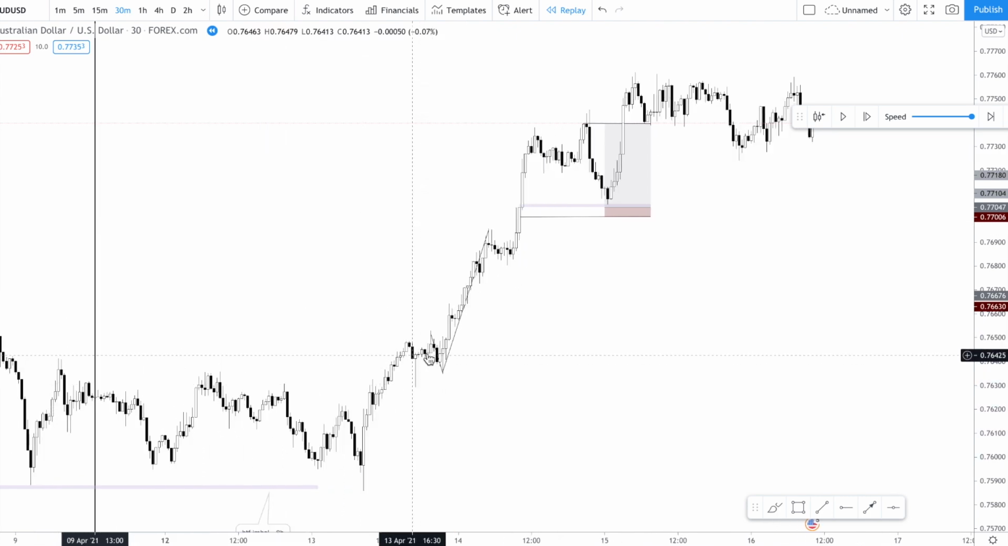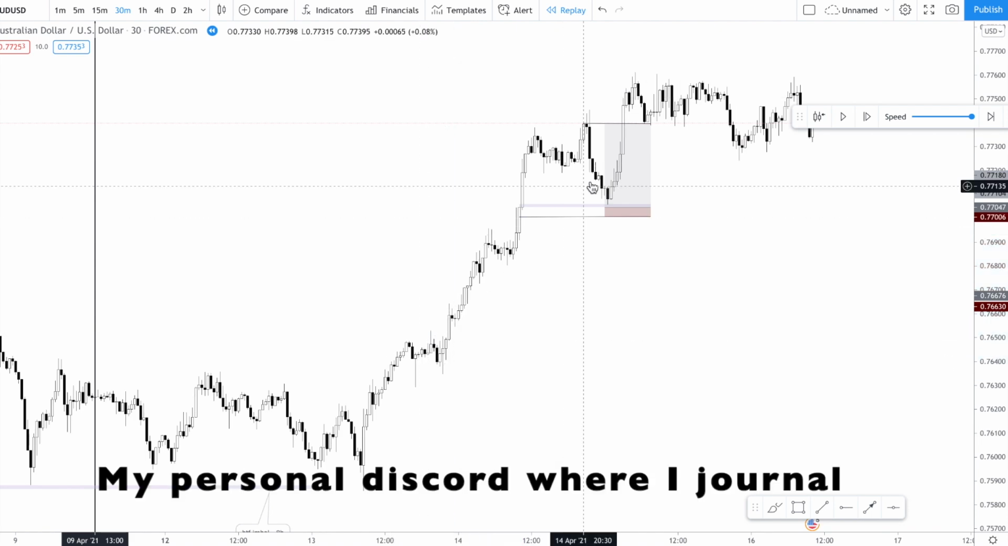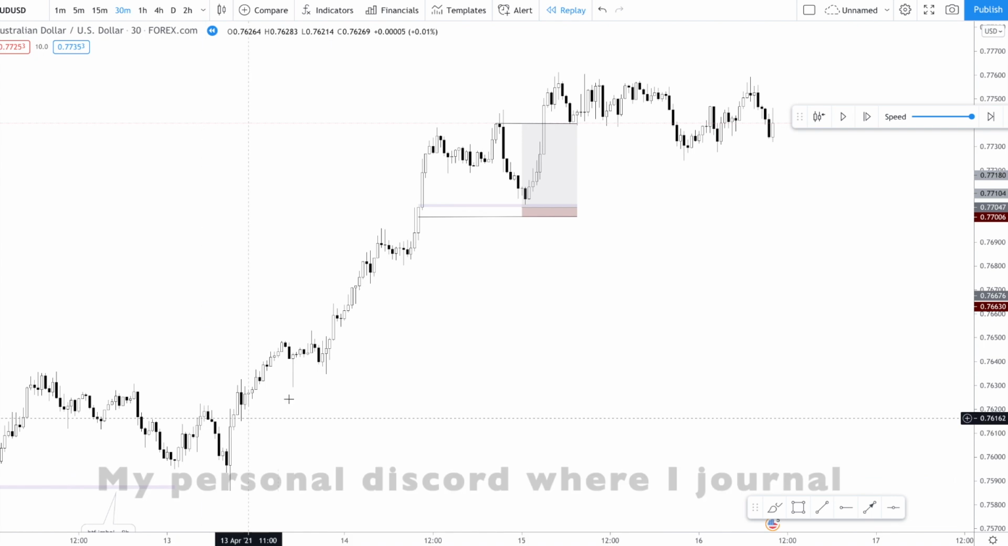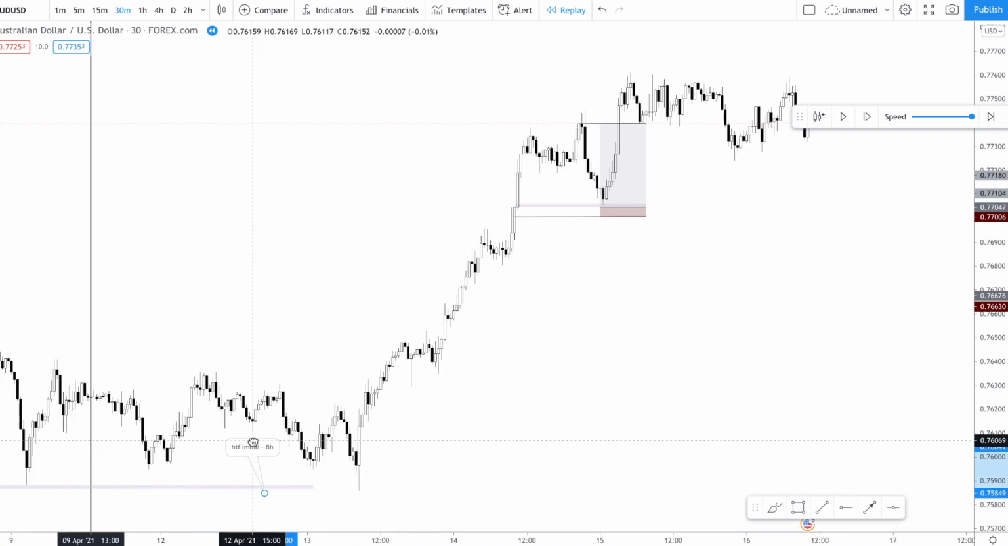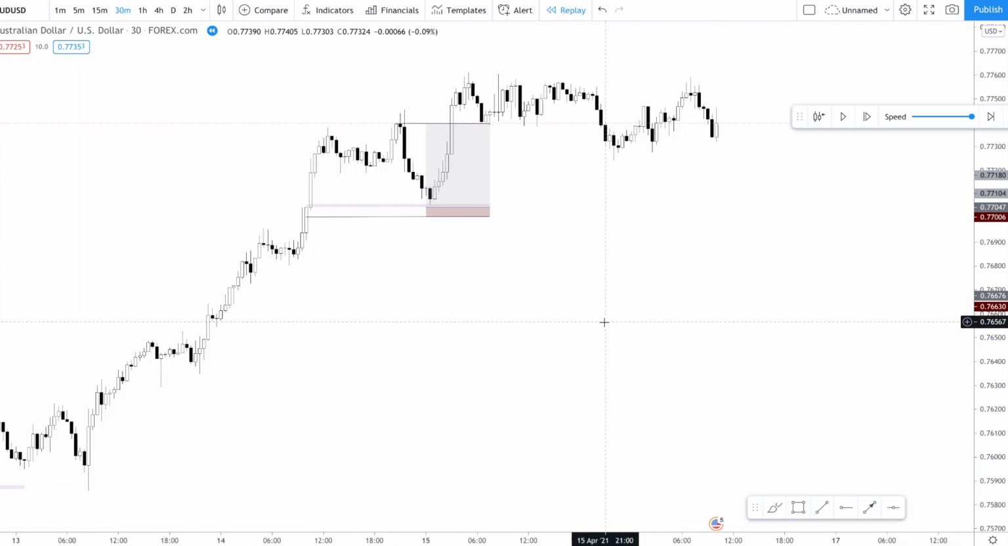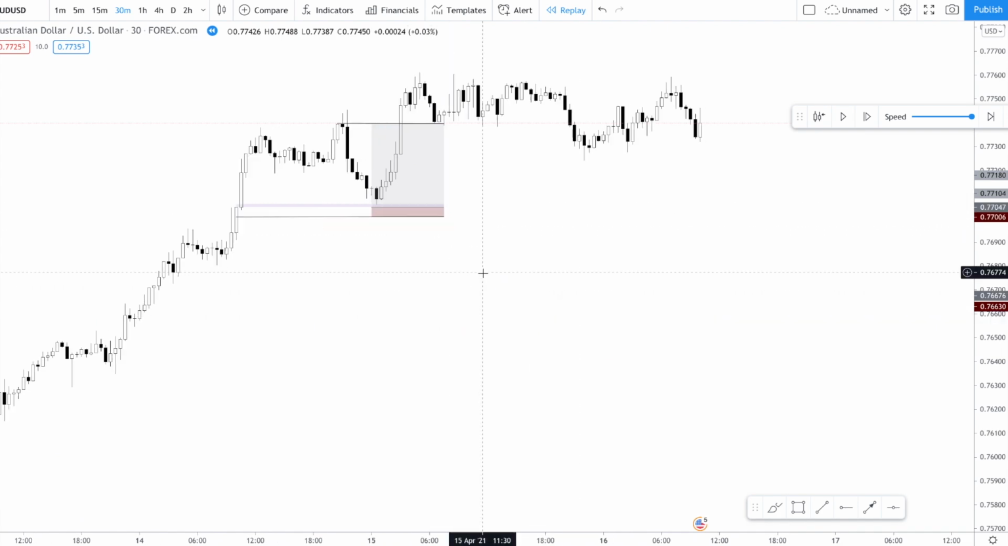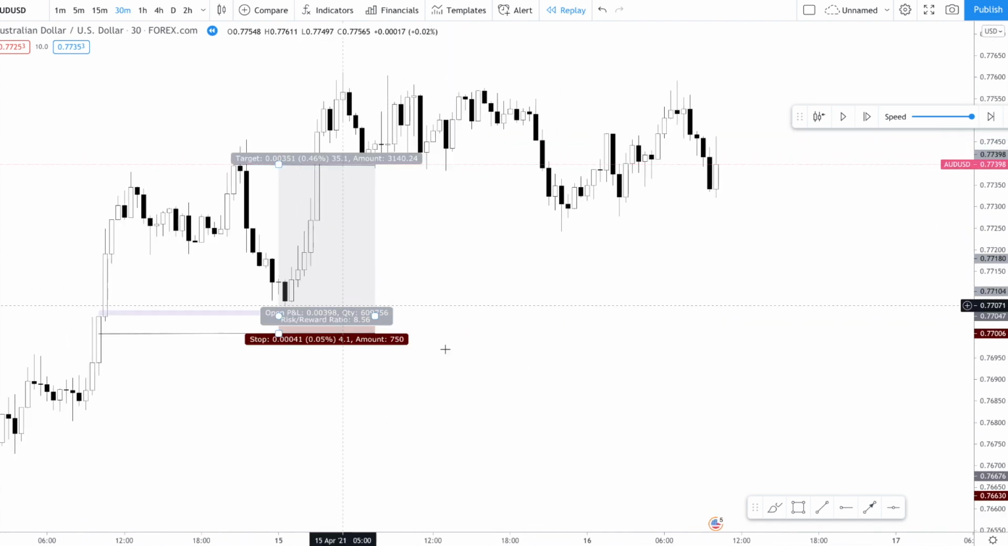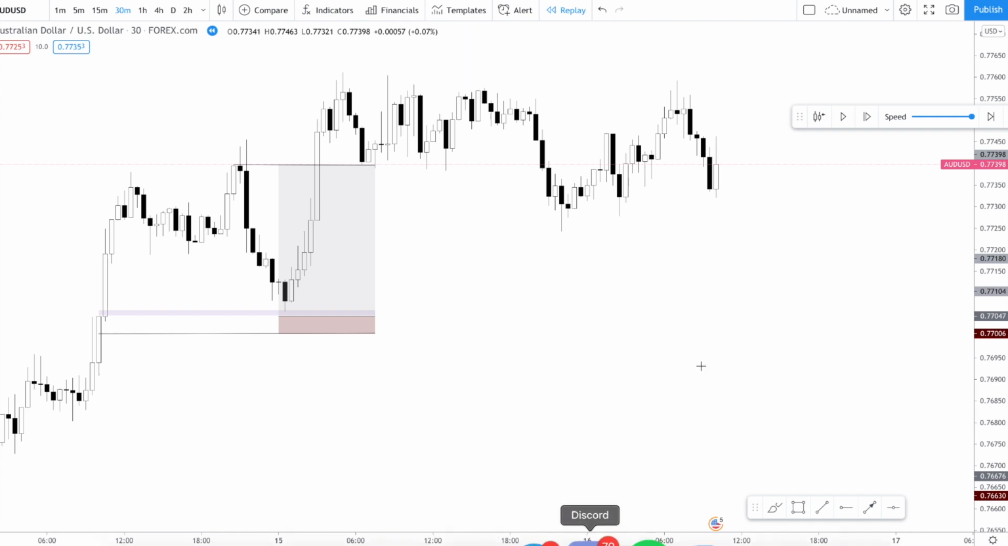So for me personally, I'm not going to put this in my Discord because I don't like it. It doesn't really conform with most of my rules, such as top of the range. Didn't exactly hit where I want to hit. It's good to backtest it. I'm going to leave it here, but it's not something I'm putting in my Discord for me to study.